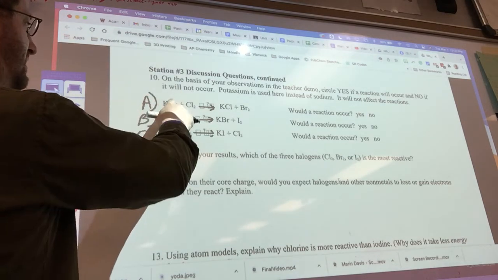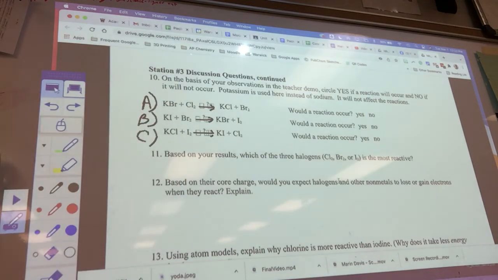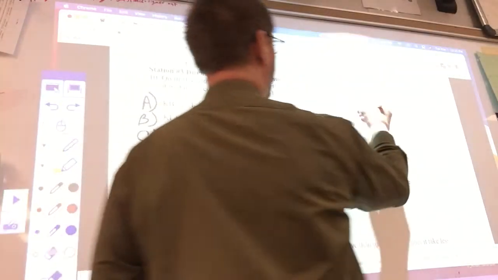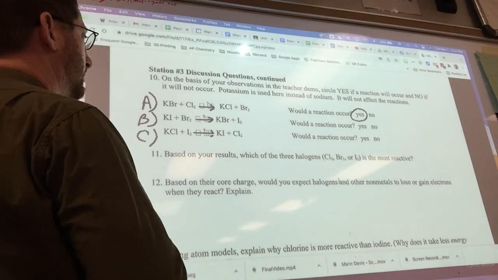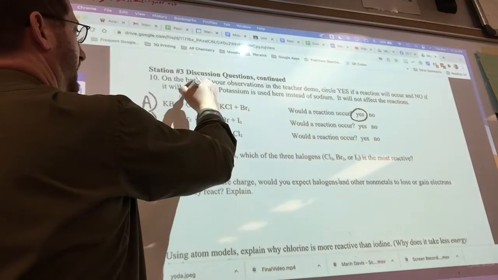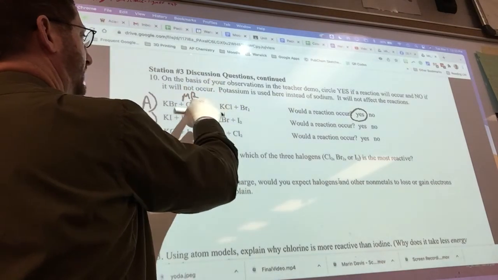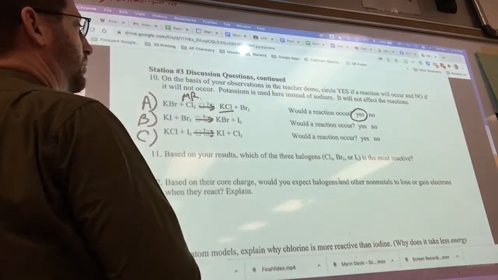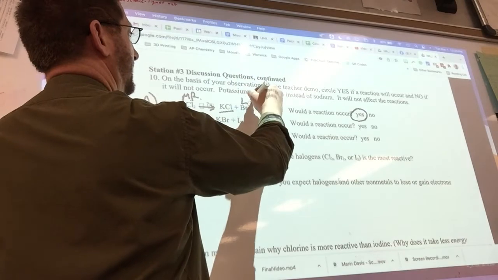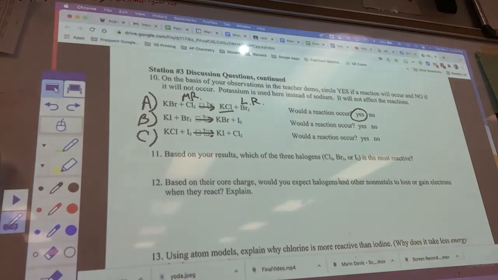Did it occur? Yeah. Okay, and tell me why. Because the chlorine was on the top and it went... Right, chlorine is more reactive. Here it's sitting by itself. It doesn't want to be by itself. It wants to react as a chlorine compound. And bromine is less reactive. So yeah, it's going to want to swap to get the bromine by itself. Good. Any questions on that?